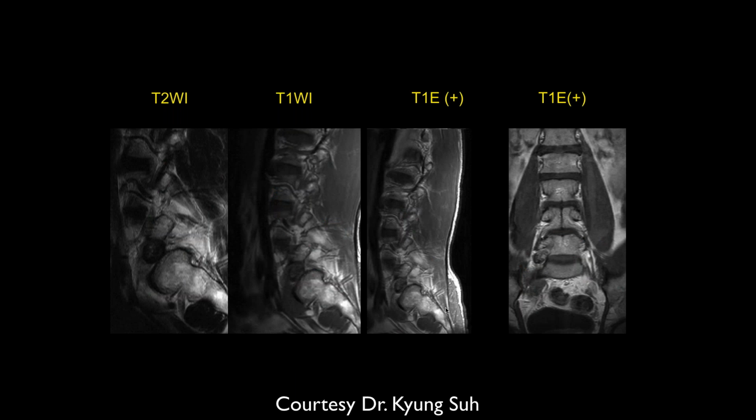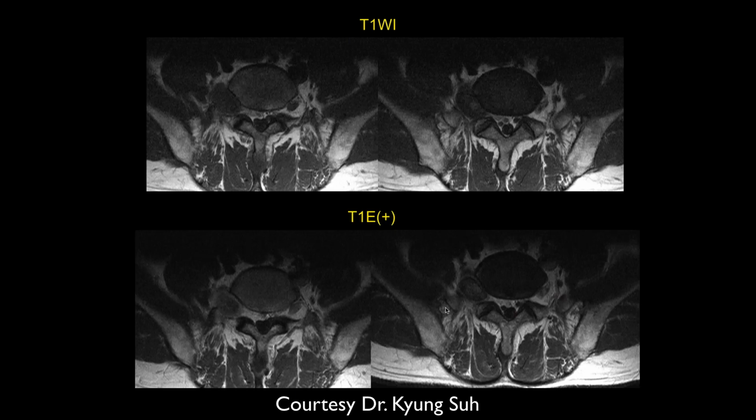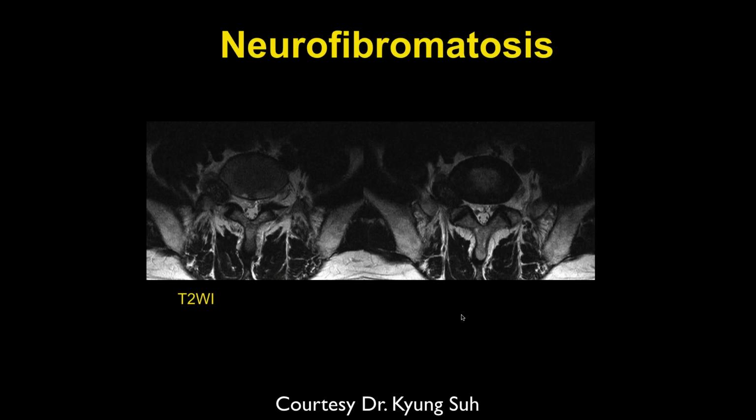There are a lot of enlarged nerves coming out from the facets, more on the right side than the left. All these nerve roots coming out, so neurofibromatosis. Okay, good.